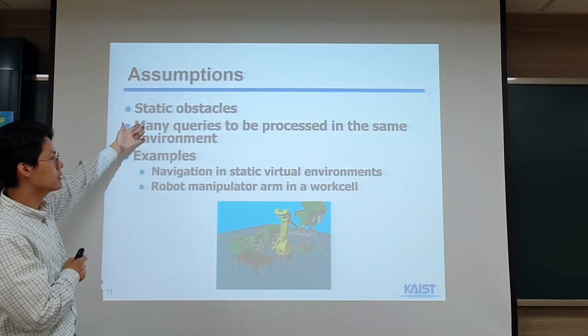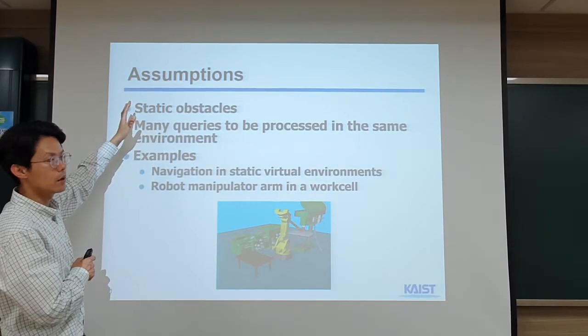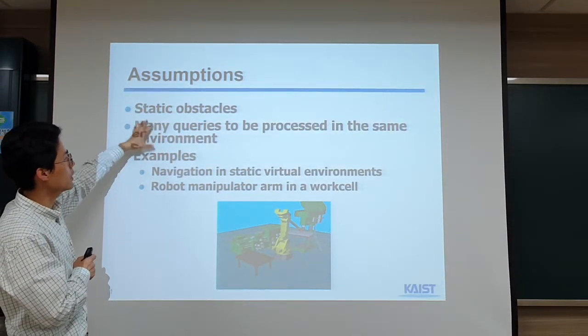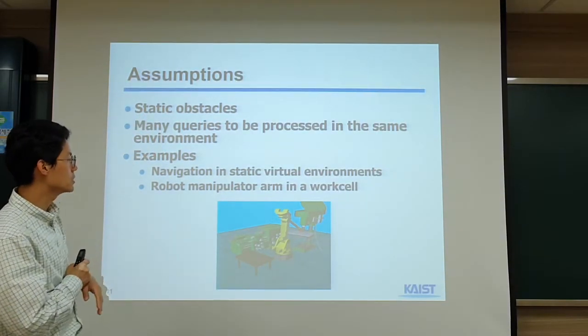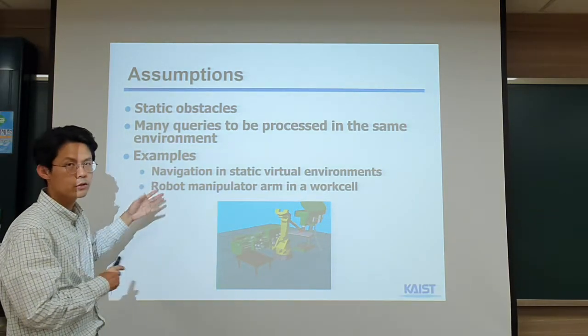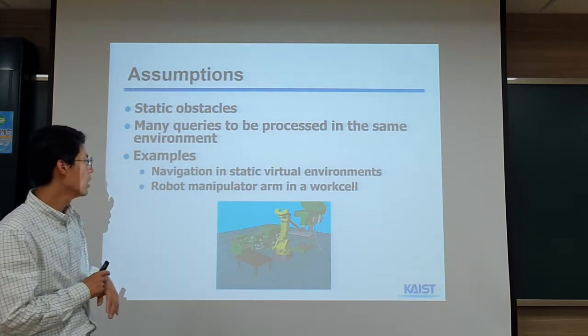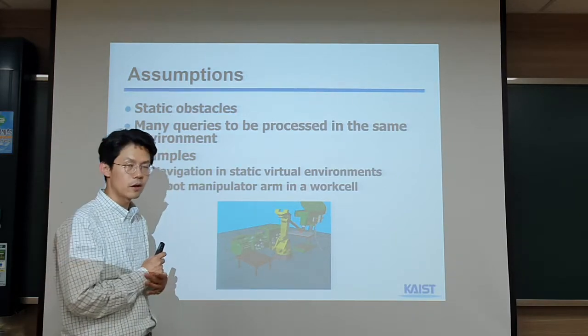And then basically there are a lot of cases that satisfy these kinds of assumptions. One example is that we can ask a robot to move around in a steady environment. Also, there are a lot in the industrial factory.